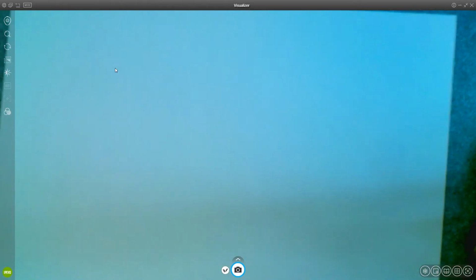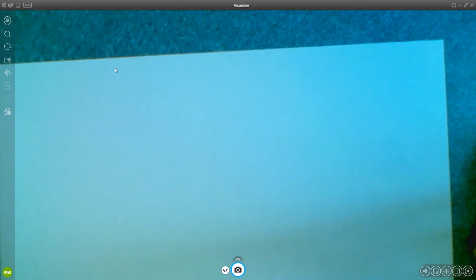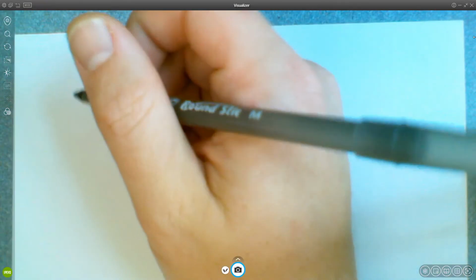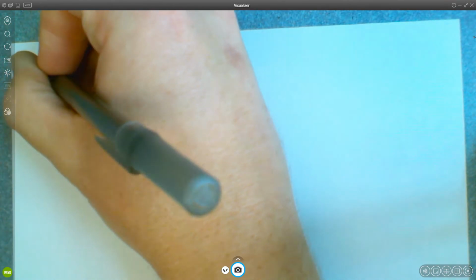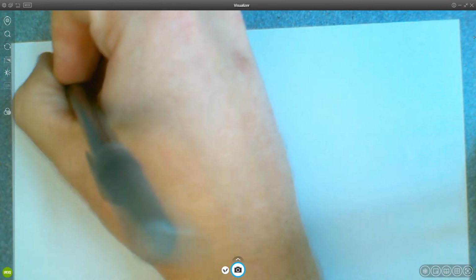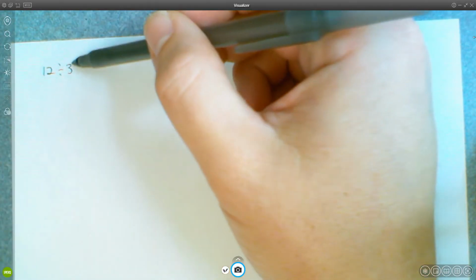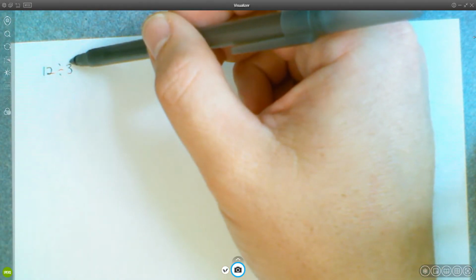So let me see if I can get this straight. There we go. Okay, so to get us going on this topic, let's just think about 12 divided by 3. We'll do this with whole numbers first because I think it'll be pretty clear. The whole idea behind 12 divided by 3 is how many groups of 3 would it take in order to make 12?